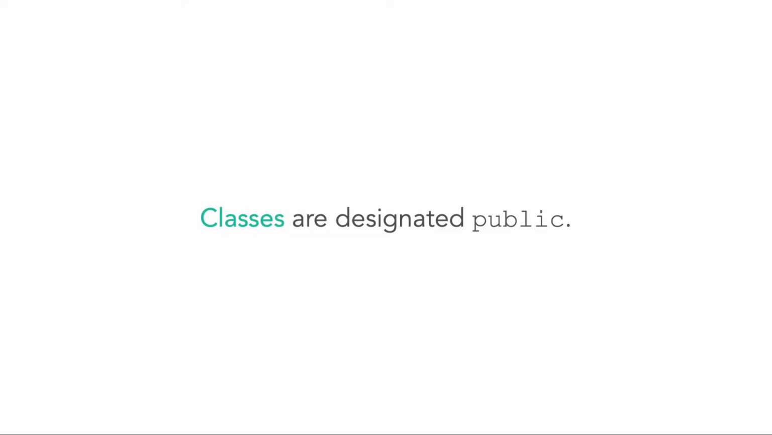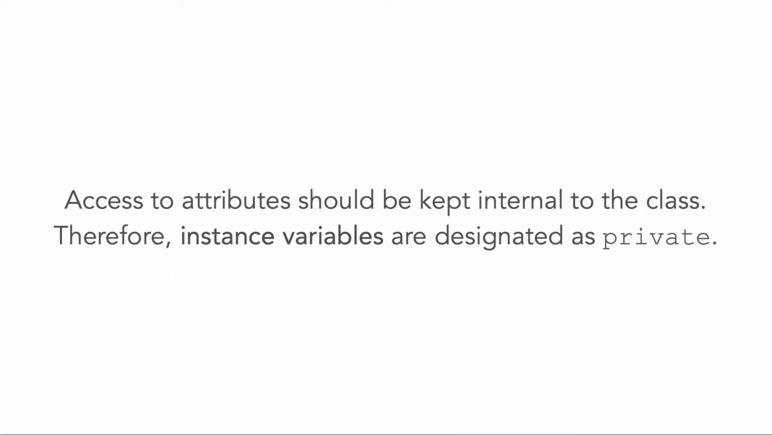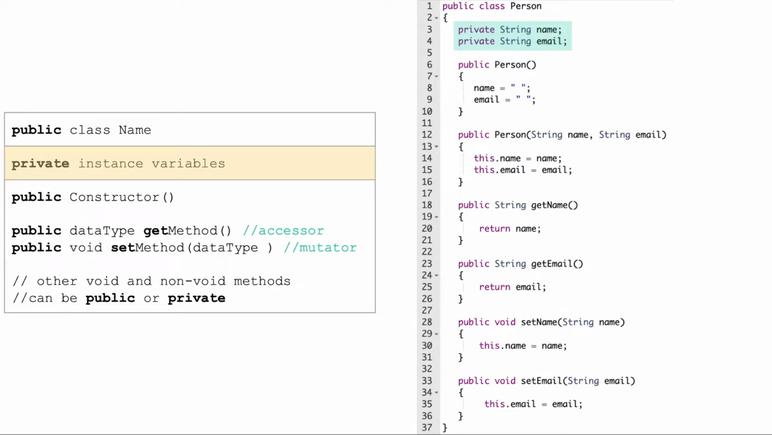Classes are designated public. The class header consists of the keyword public, followed by class, and then the name of the class, which is capitalized. Access to attributes should be kept internal to the class. Therefore, instance variables are designated as private. Following the class header, you will then declare the private instance variables. Notice that these are not initialized or assigned a value at this time.